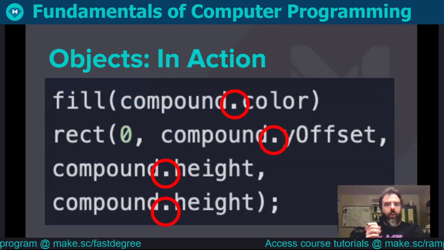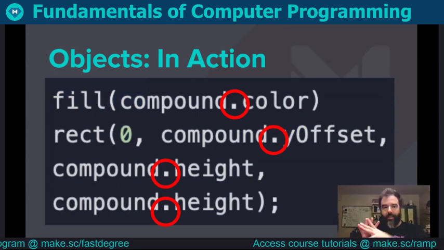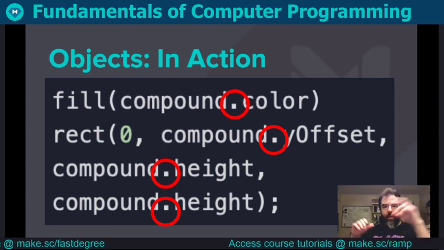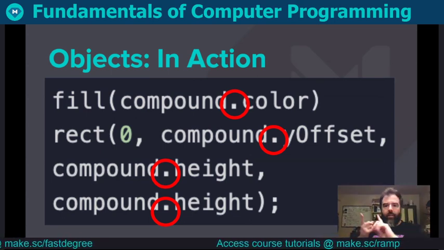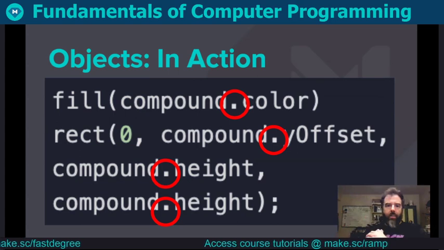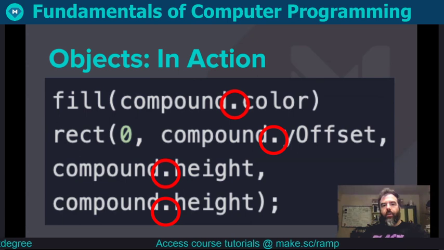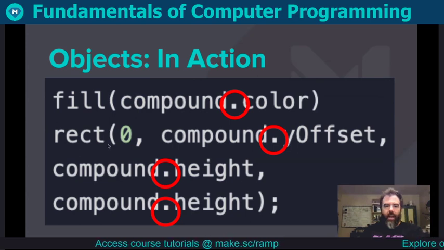Now here, this is where we access things using the dot operator. So we created our object compound, gave it color, offset, and height. Now I want to fill a shape with it. Okay, well, I'm going to treat it similarly to how I treated a variable and just use that instead of an actual color code. What's different is I have to use the object name compound followed by a period with no spaces, followed by the attribute name, which is color. And then I do the same thing to draw the actual rectangle.